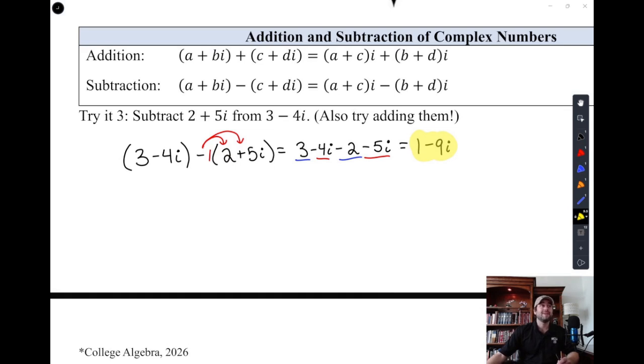I'm going to give you a little bit of time. It says also try adding them, so I'm going to give you a chance to try to add those numbers real quick. So if you want to take 5 seconds, you could pause the video. Try to add those two numbers that we already subtracted, and I'll give you the answer in about 5 seconds. All right, if you think you got it, maybe you got 5 plus i as your addition. If you did, congratulations, you can add complex numbers.